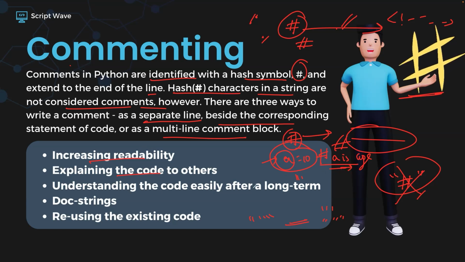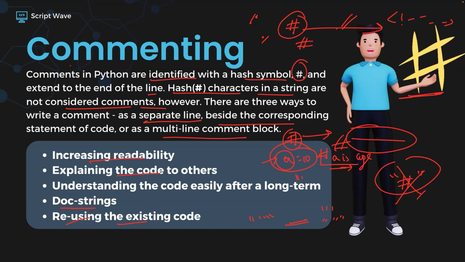Understanding the code is very easy after a long time. We have a great feature of humans, that is forgetting. So you always forget, and you might need to revisit your code after 1 year or 2 years. Sometimes with comments, you can definitely understand what you wrote 2 or 3 years before. Docstrings help us add a description to functions. We'll see docstrings in a much longer version in future classes.